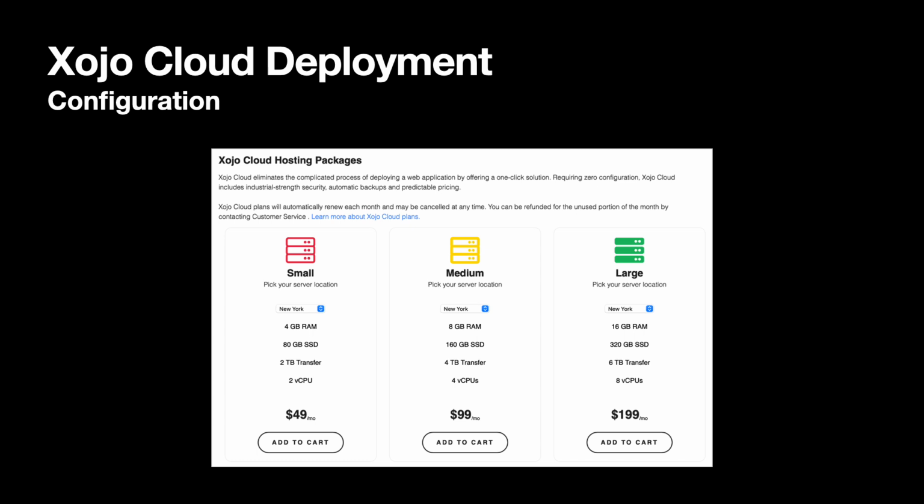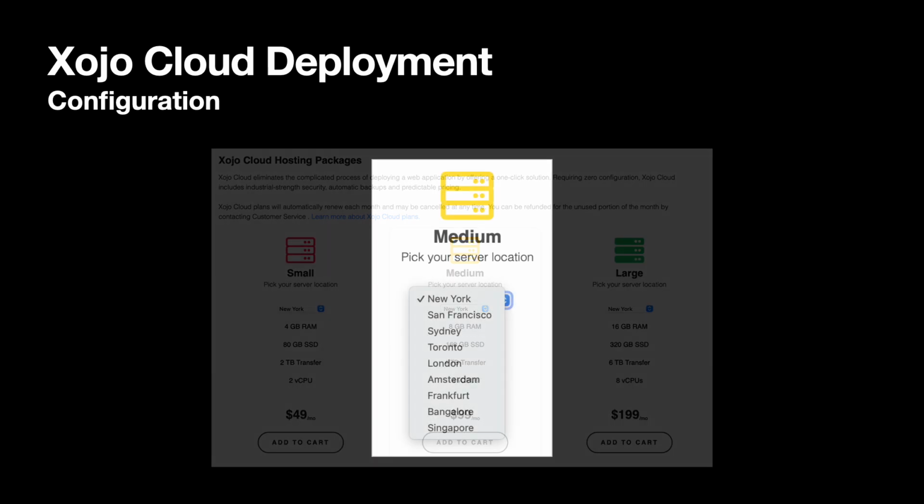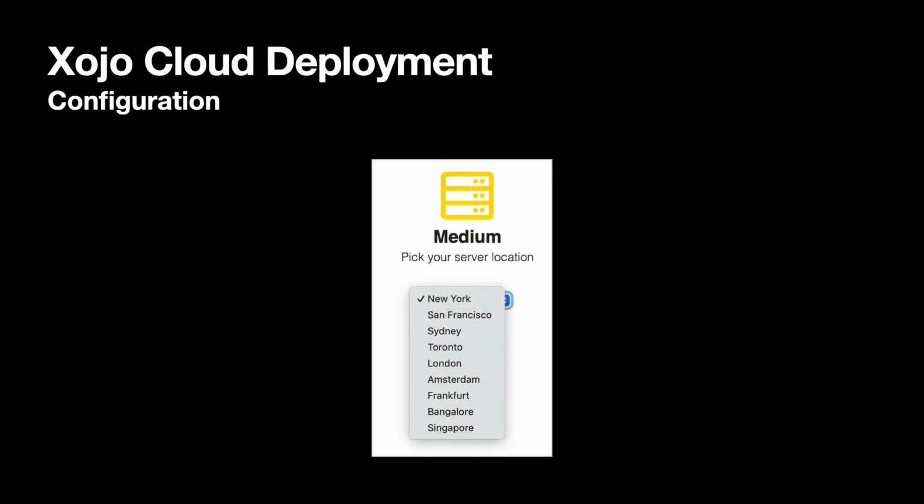Basically, everything doubles as the server size increases from small, medium to large. Now, once you pick a server, there are 9 locations scattered across the globe. You can pick which one makes sense for you. If your users are in a particular area of the world, then it probably makes sense to pick the data center that is closest to where your users are.